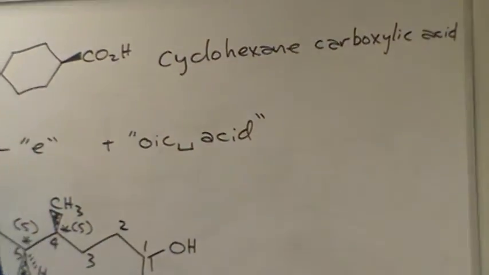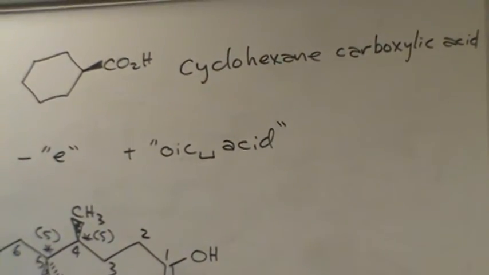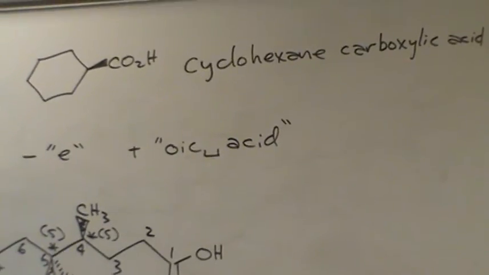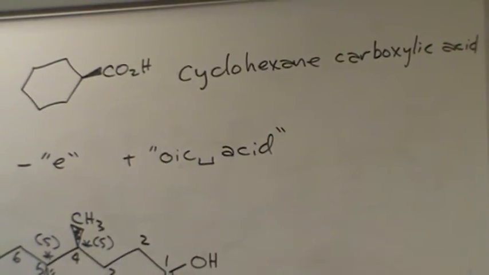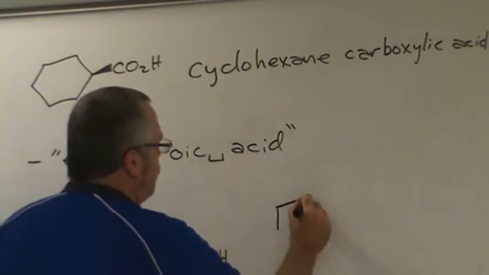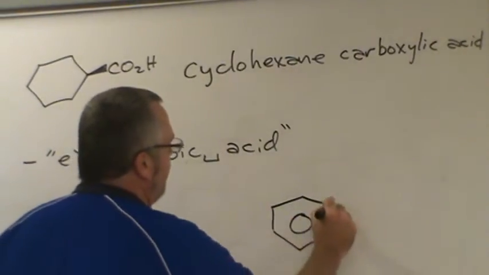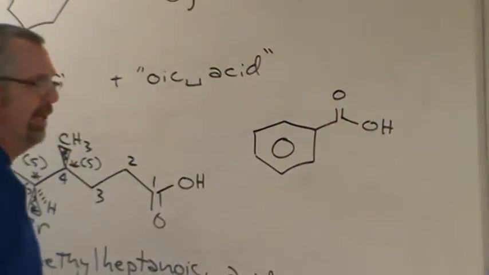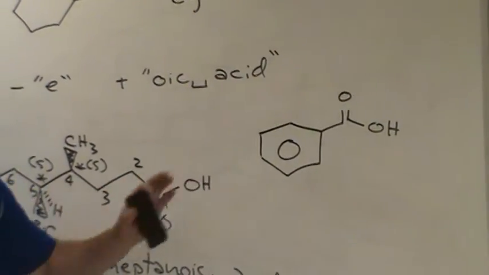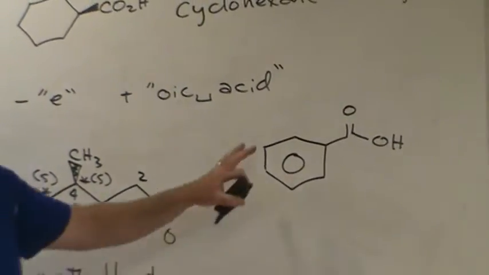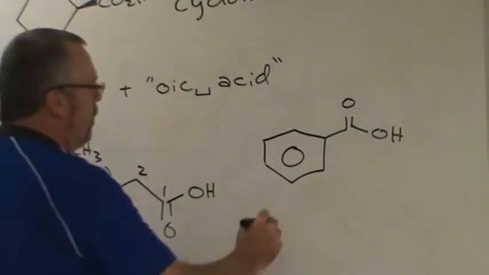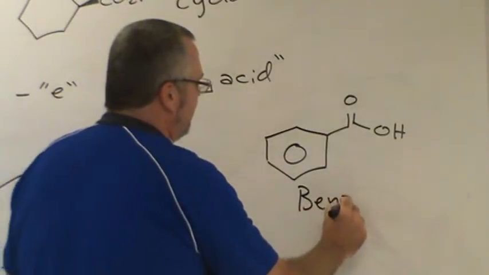Which sounds kind of clunky, I suppose, but it's the best option in a case like this. Cyclohexane carboxylic acid. And of course, there are also going to be some trivial or historic names which are quite prevalent. We know that that is always the case in organic chemistry. I've told you about this compound already. This is a benzene ring attached to a carboxylic acid group, and it is called benzoic acid.